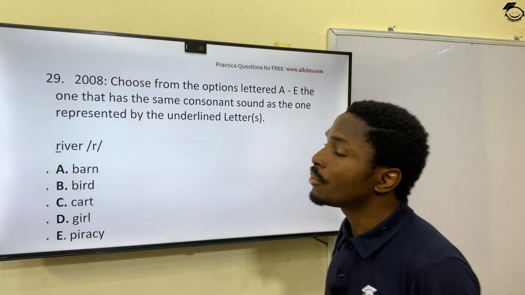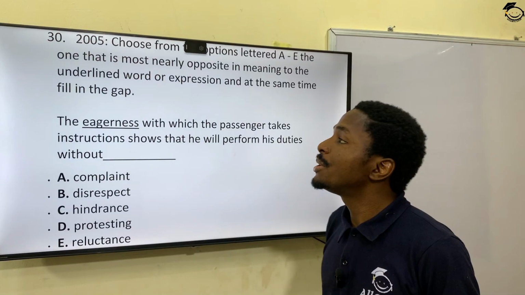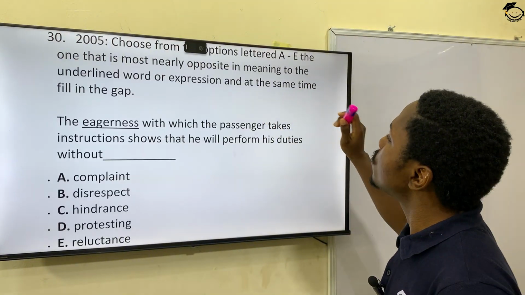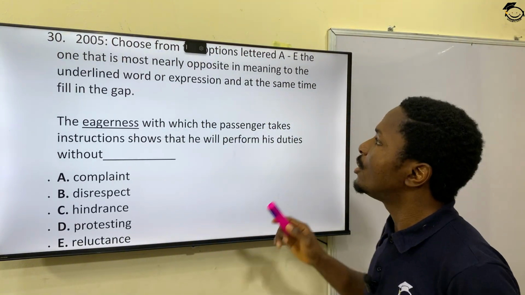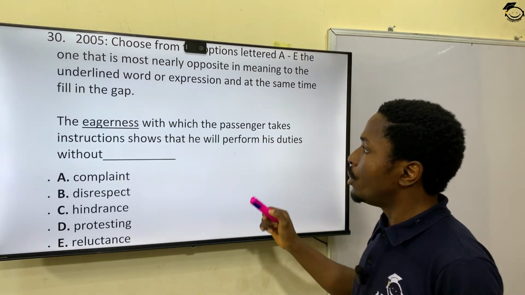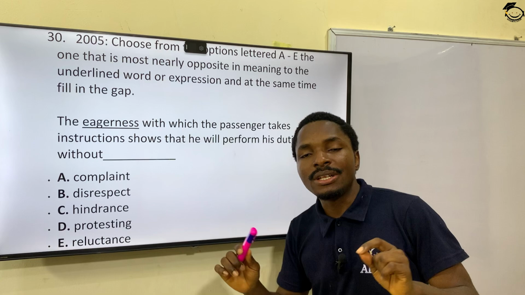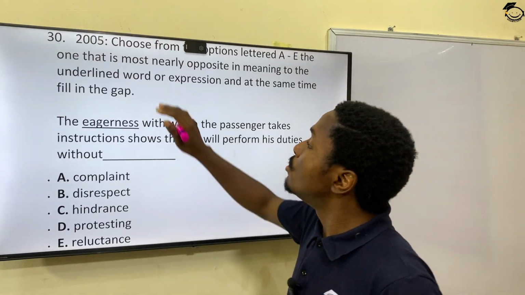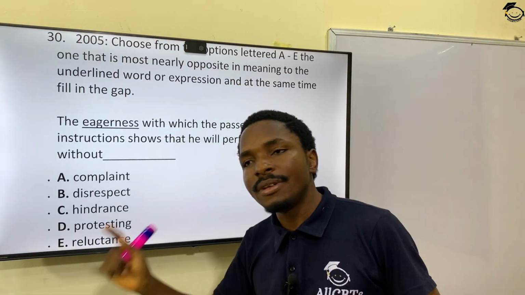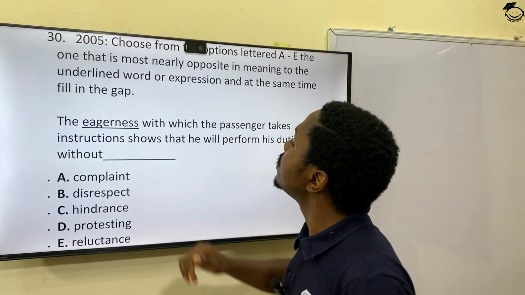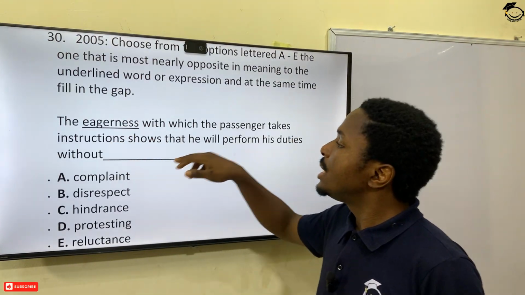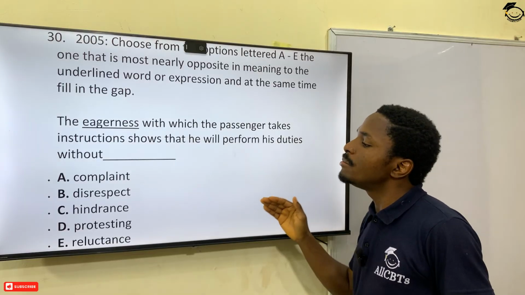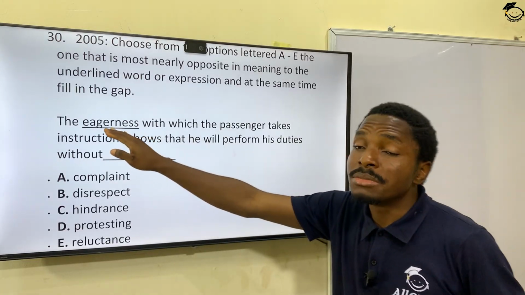And then the last question for this class, final question on question 30 from 2005. Choose from the options lettered A to E, the one that is most nearly opposite in meaning to the underlined word or expression, and at the same time fill in the gap. Okay, now, so this particular word has to perform two functions. Has to be most nearly opposite in meaning and must fill in the gap. Alright, so what's the word in question? Eagerness. So the eagerness with which the passenger takes instructions shows that he will perform his duty without what? Opposite in meaning to eagerness.